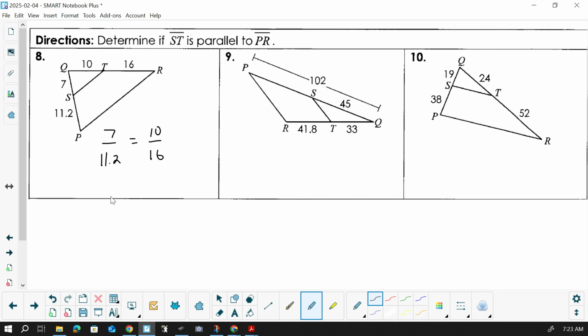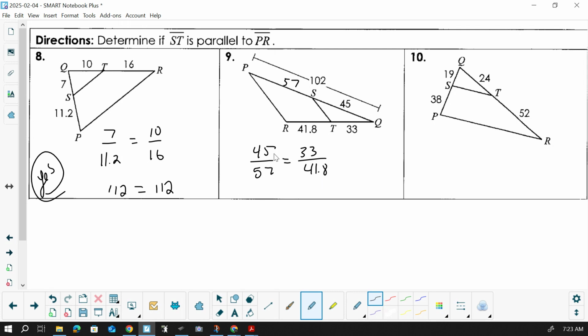So 10 times 11.2 is 112. 7 times 16 is also 112. So are they parallel? Yes. All right, let's see here. 102 minus 45 is 57. All right, so we got 45 over 57, 33 over 41.8.